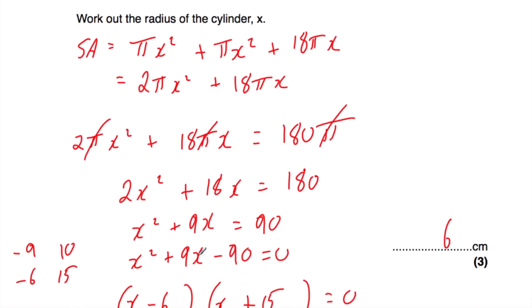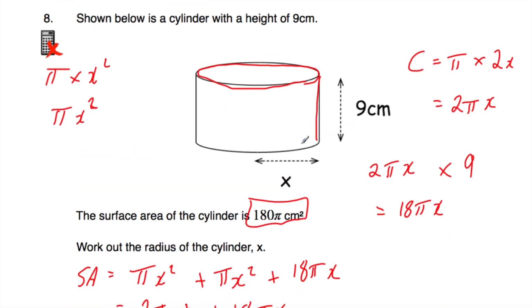If you need any extra help on factorizing quadratics, go to Corbettmaths, and I think it's about video number 115 to 118, something like that. There are some videos there on factorizing quadratics, and if you have a look at those, they'll be useful for you as well. And that's it. So the radius of the cylinder is 6 centimeters.